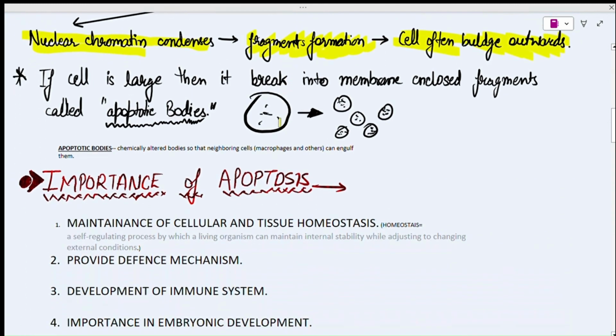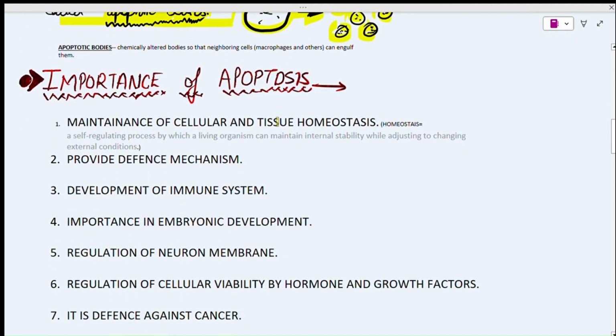A special point to note is that apoptotic bodies are sometimes formed. If the cell is too large, it will first break down into smaller pieces. If the cell is large, it breaks into membrane-enclosed fragments called apoptotic bodies. Apoptotic bodies are chemically altered so that neighboring cells, which are macrophages and some other phagocytic cells, can engulf them.